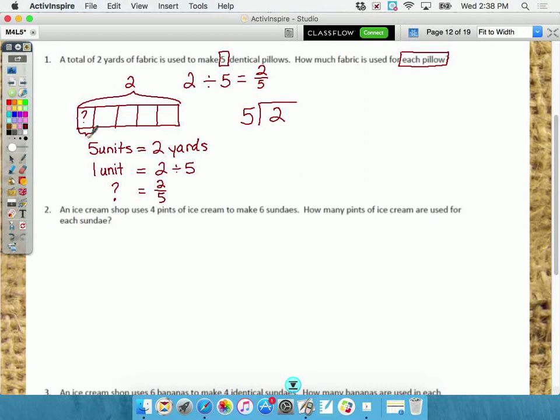This is the only part we didn't do yesterday. So that's the part I added in, okay? Everything else is going to be the same as yesterday. Okay, standard algorithm. How many times will 5 divide into 2? 0 times. So my answer is 2/5.